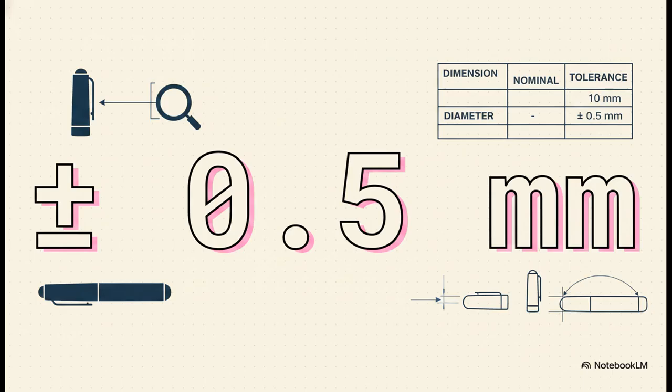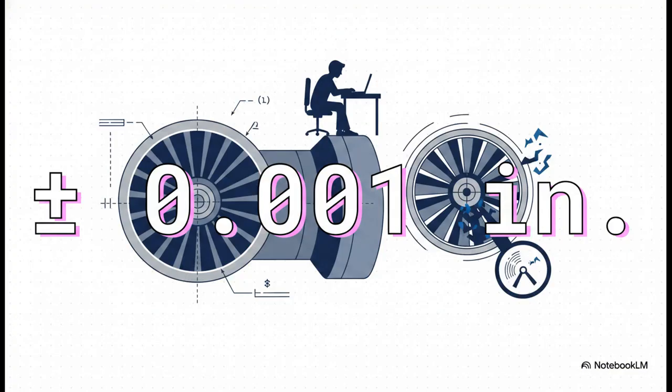If your pen cap is half a millimeter wider or narrower, it doesn't matter. It's still going to snap onto the pen just fine. The stakes are low, so the tolerance can afford to be loose. But then, contrast that basic pen cap with this intense number, plus or minus 0.001 inches. This represents the tolerance for a jet engine turbine blade. When you're at 30,000 feet and that blade is spinning at thousands of revolutions per minute, even a microscopic variation could be completely catastrophic. The context always dictates the level of precision you need.